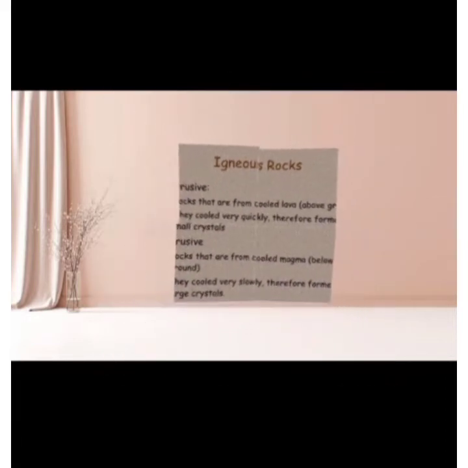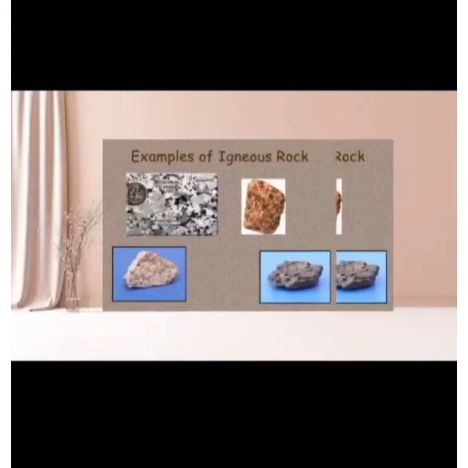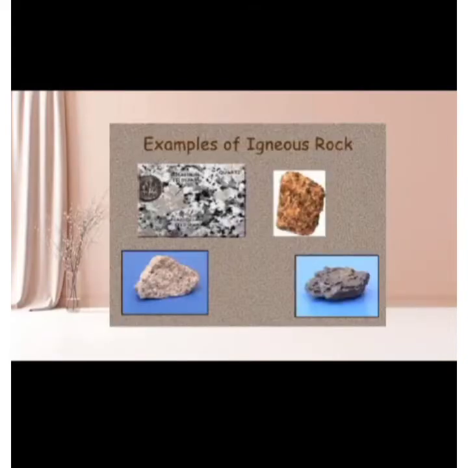Igneous rocks have two kinds: extrusive and intrusive. Extrusive rocks are formed from cooled lava above ground. They cooled very quickly, therefore they formed small crystals. Intrusive rocks are formed from cooled magma below the ground. They cooled very slowly, therefore they form large crystals. These are some examples of igneous rocks.